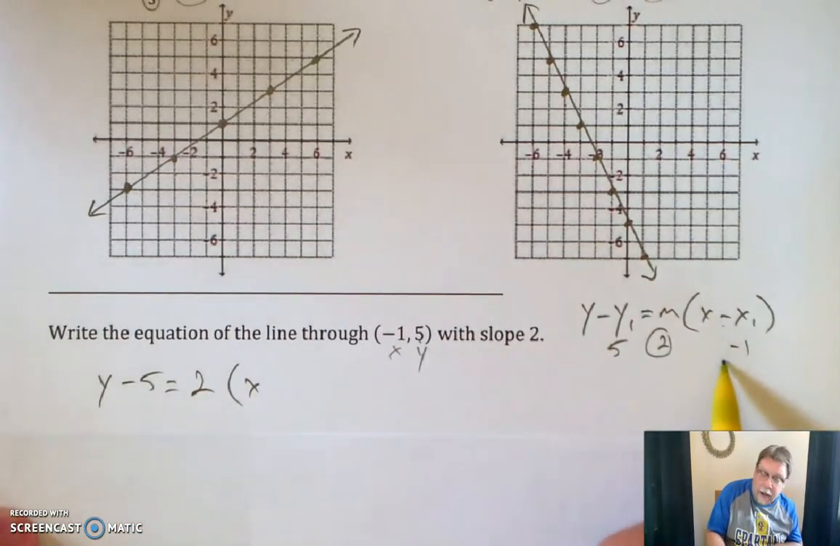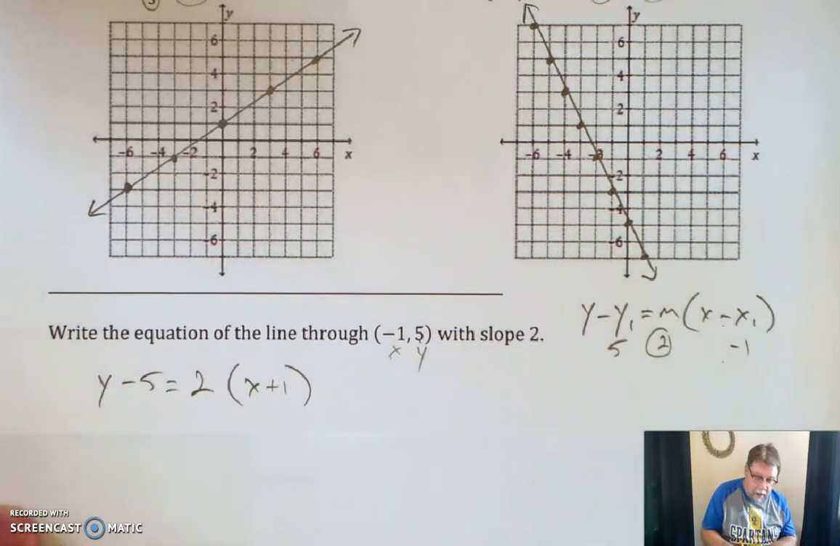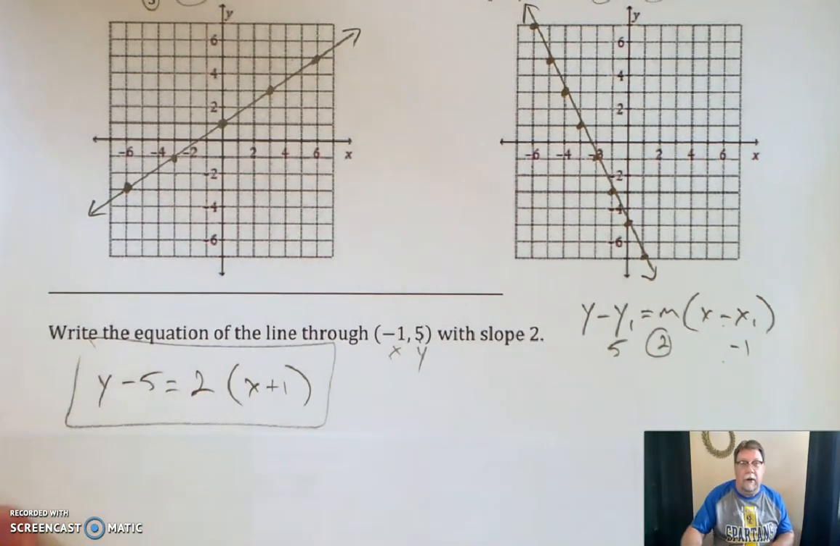Now that's going to be a double negative there, so that's going to be +1. And so there is our equation.